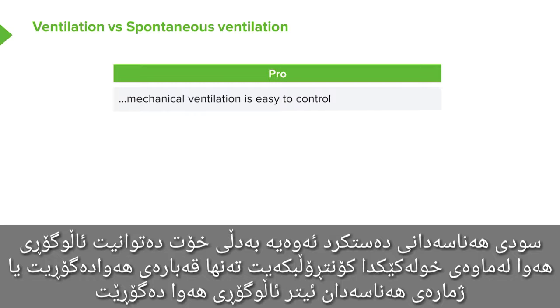The advantage of mechanical ventilation is that it's very easy to control the minute ventilation. You just adjust the tidal volume or adjust the rate. Very easy to do.